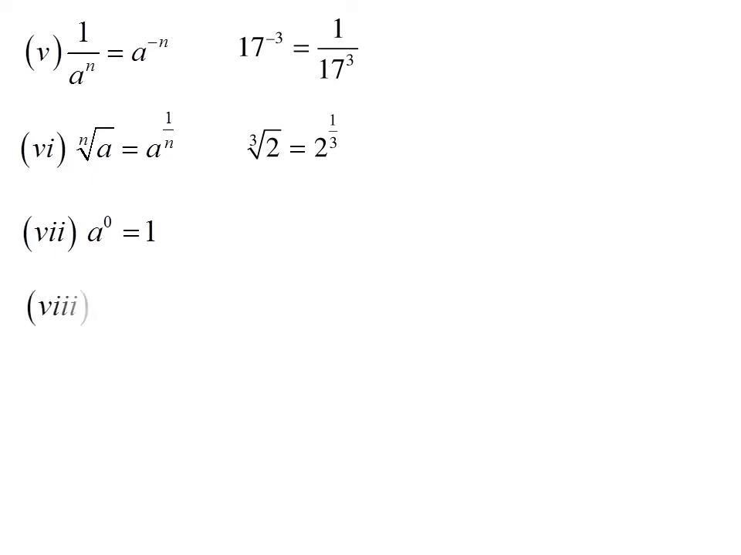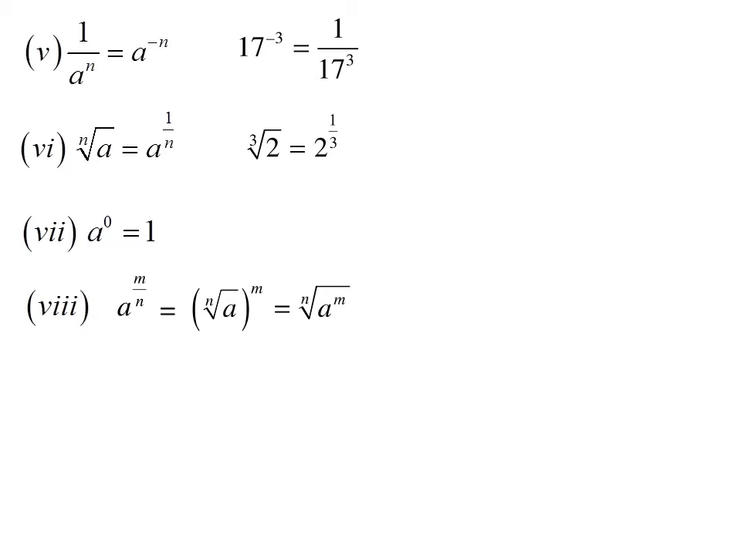And the last one, the eighth property: a to the power m by n can be written as nth root of a, whole to the power m, or nth root of a to the power m. This is a very complex property that you have to remember. 1 by n can be written as nth root of a. So we have used all the laws in this property. This is the last property that you have to remember.